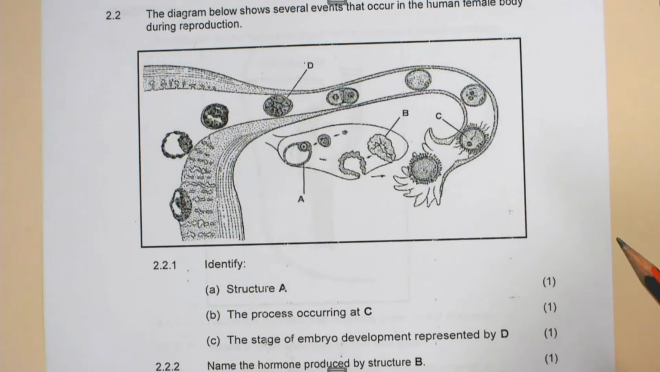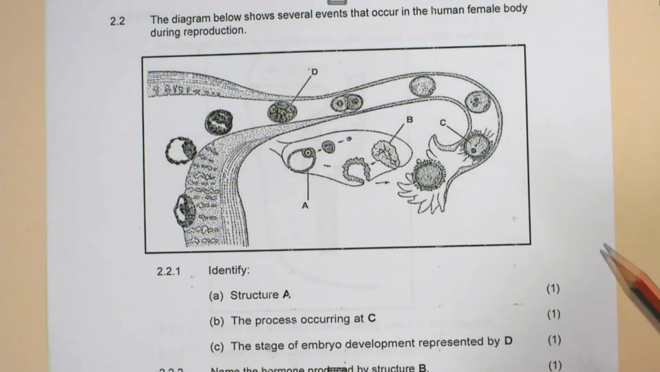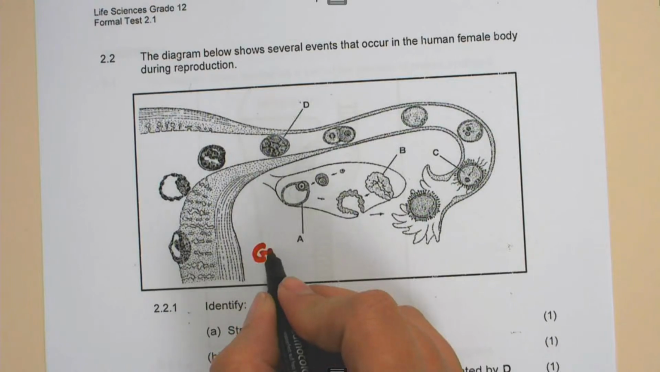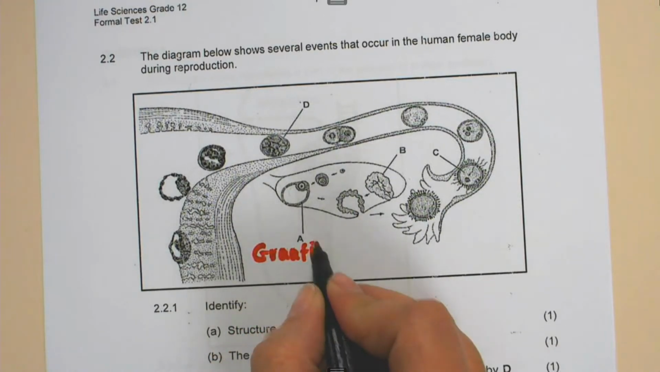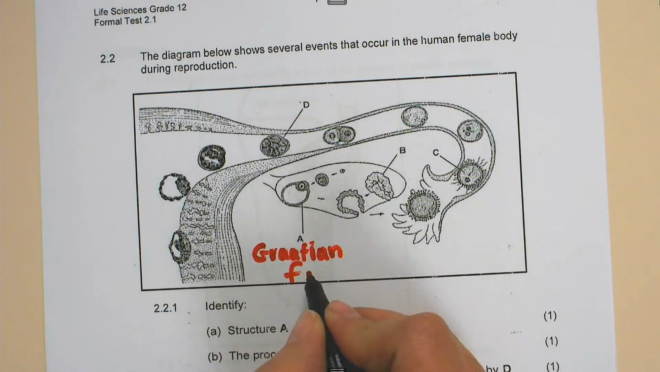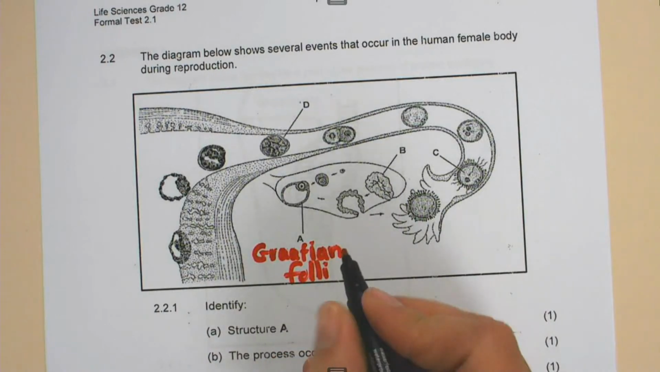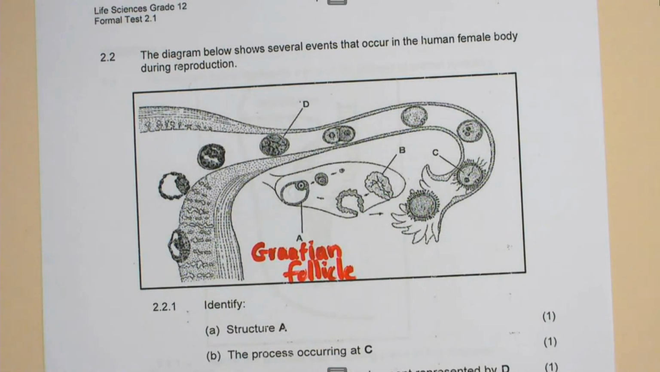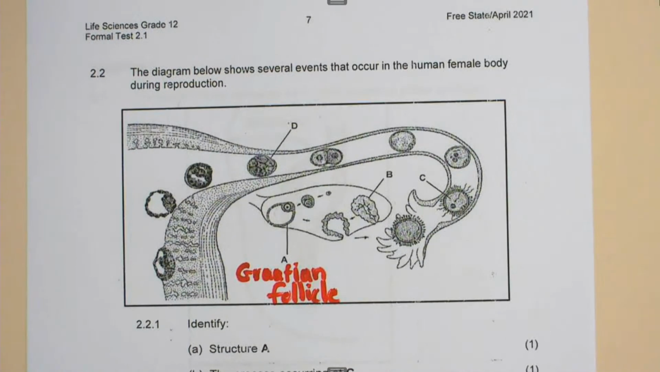So the first one is structure A. We need to give the label of structure A. That will then be the Graafian follicle. Graafian follicle. That would be structure A. Next, the process occurring at number C.